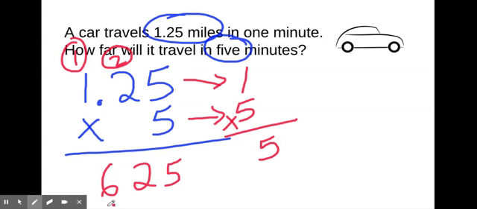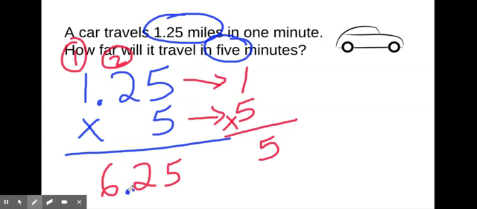Where can I place my decimal point on this 625 to give me an answer that is close to my estimate? Pause the video for a moment and think about it. Where could my decimal point go to give me an answer that's close to 5? If I put my decimal point right here after the 6, I end up with 6 and 2500ths, which is pretty close to 5. And if you're having trouble with the decimals, try thinking about it with dollars and cents. $6.25 is pretty close to $5.